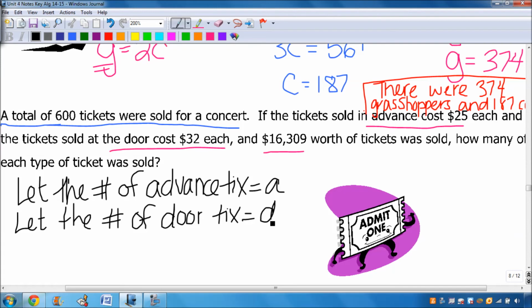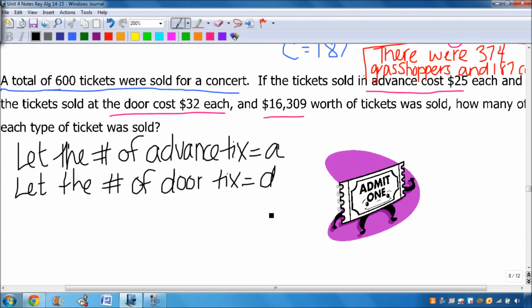All right. And then it says a total of 600 tickets were sold for a concert. So that means that the number of advance tickets and the number of door tickets add up to 600. So if I were to write that as an equation, I would say A plus D equals 600. Okay? And then my other equation would be based on the price.